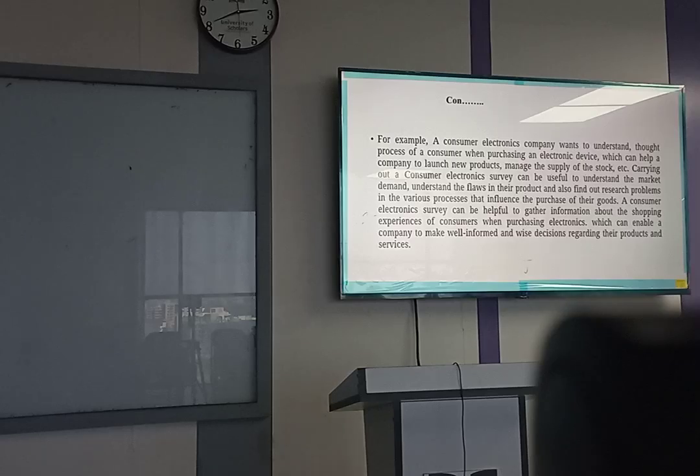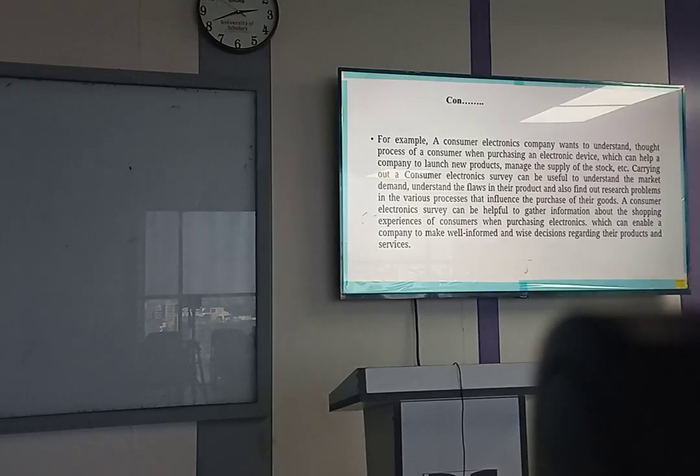So, carrying out a survey will help the company to understand people's choice, also their affordability, also the mistakes they have done in their previous product. So that is why they will do a survey. A consumer electronics survey can be helpful to gather information about the shopping experience of consumers when purchasing electronics.